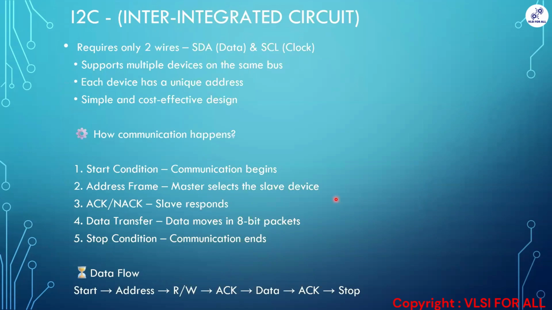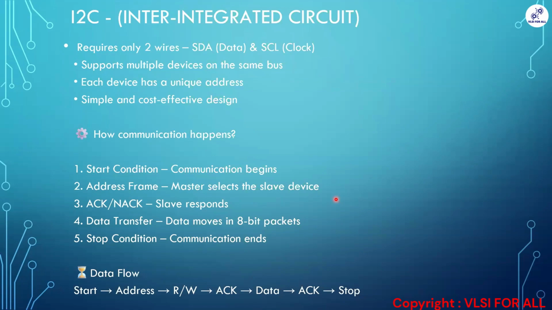Coming to the IP level, we will be seeing the I2C. I2C is nothing but inter-integrated circuit. It's like a master and slave protocol. It requires two wires, SDA and SCL. It is a two signal IP, right? SDA means data and SCL is the clock. It supports multiple devices on the same bus. Each device has a unique slave address. So it's a simple and cost effective design.